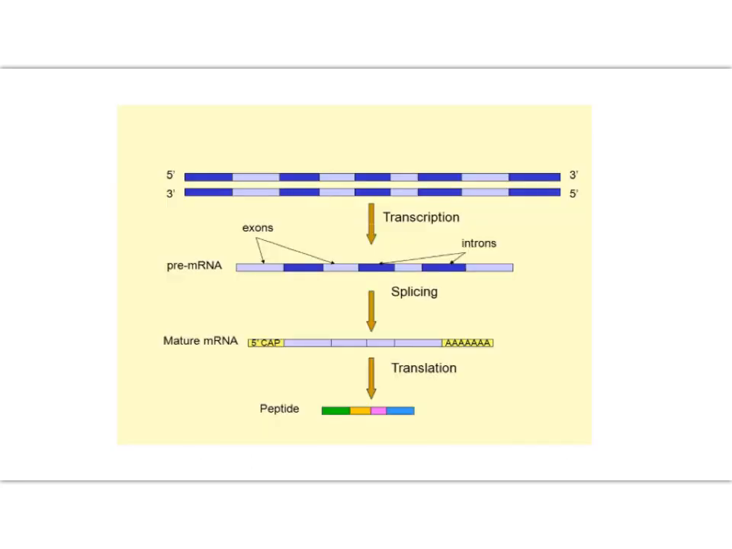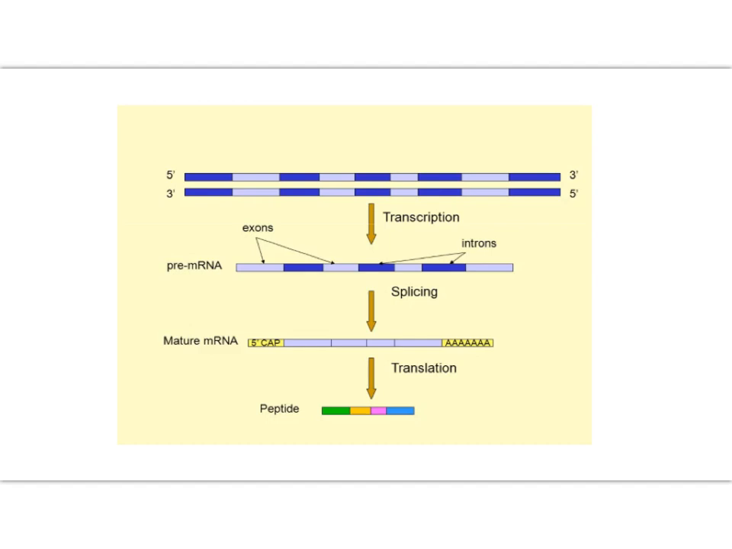Here's protein synthesis, so just a quick diagram. So we've got double-stranded DNA here. During transcription, you make a molecule of pre-mRNA that contains exons, which will be expressed, but introns that aren't expressed and need to be spliced out. So splicing occurs to remove introns, leaving mature mRNA.